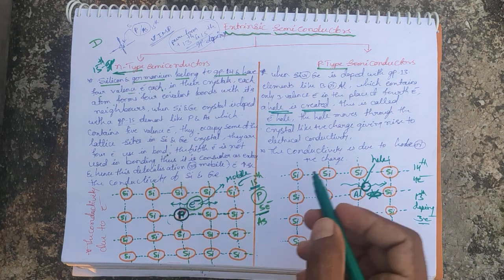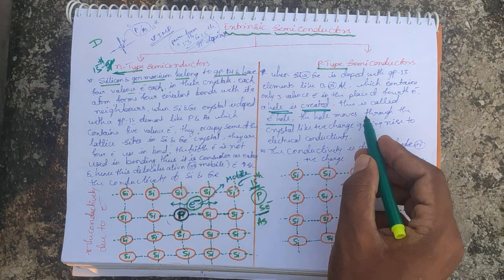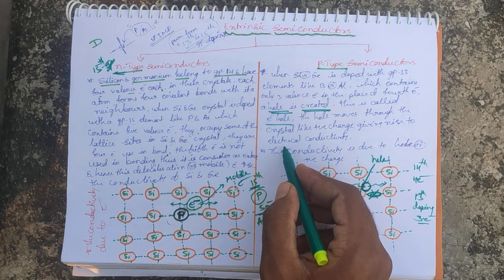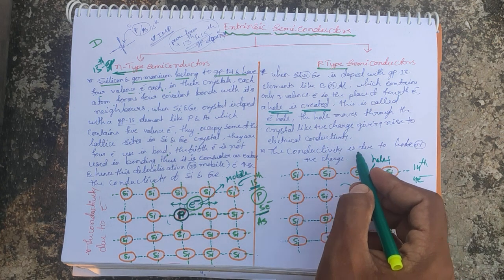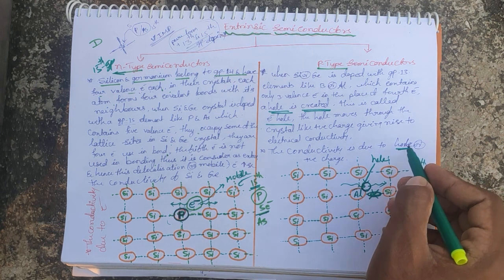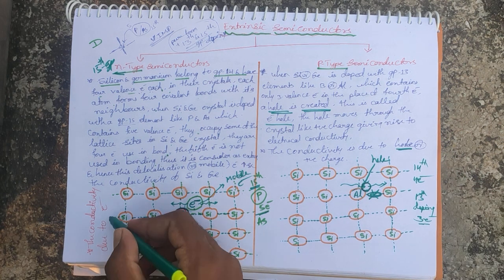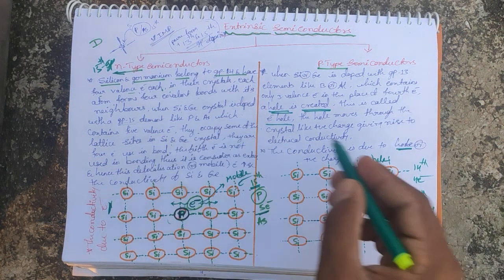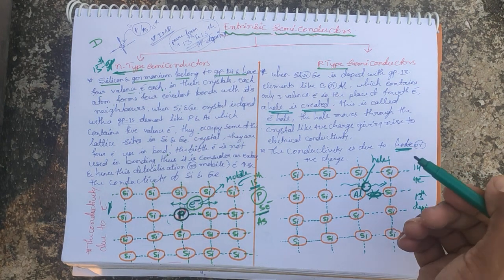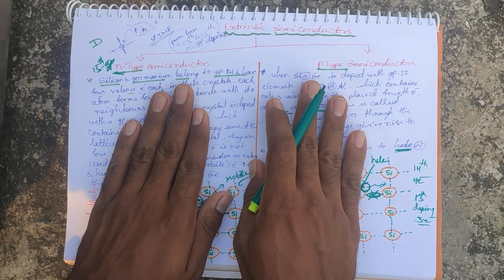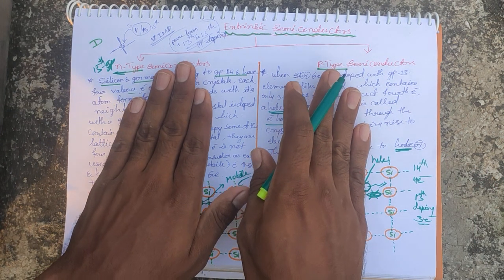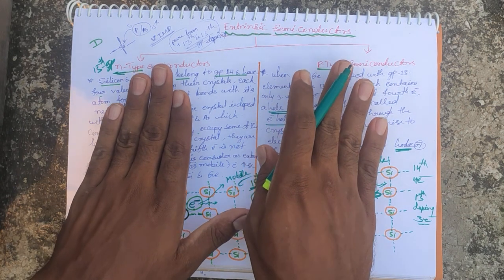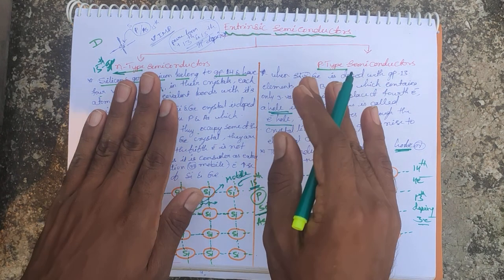The hole moves through the crystal like a positive charge and gives rise to electrical conductivity. The conductivity is due to holes. Here in the n-type, conductivity is due to electrons, and here in the p-type, conductivity is due to holes. Therefore, dear students, this concept of extrinsic semiconductor, n-type and p-type semiconductor, is very important. Based on this application only, we prepare the diodes.